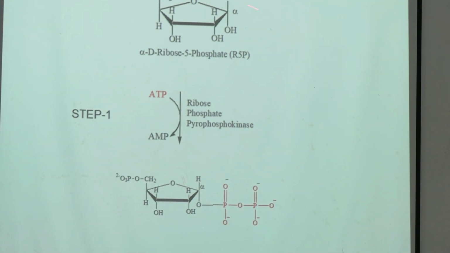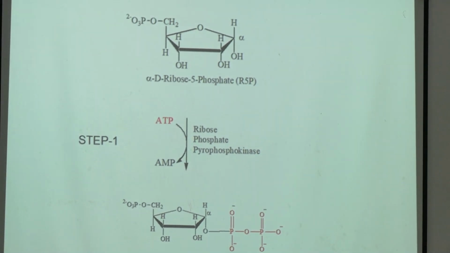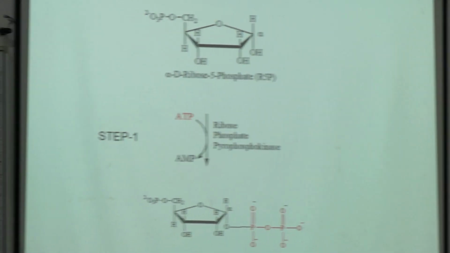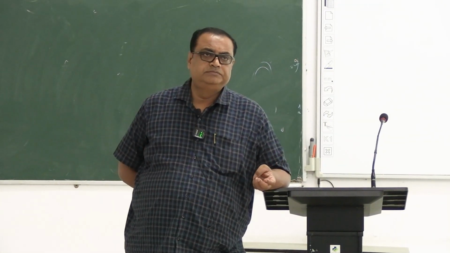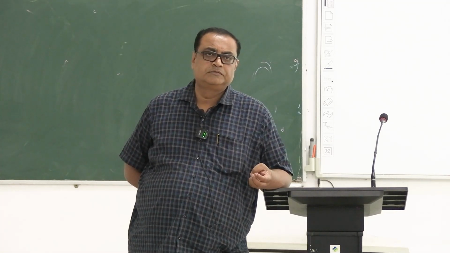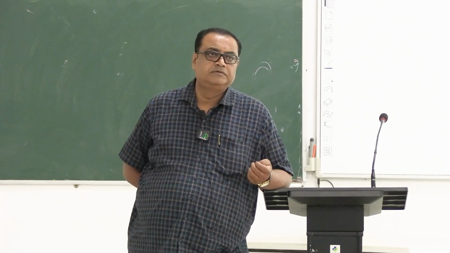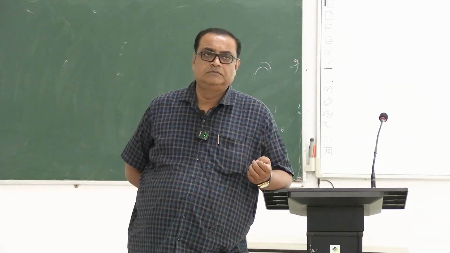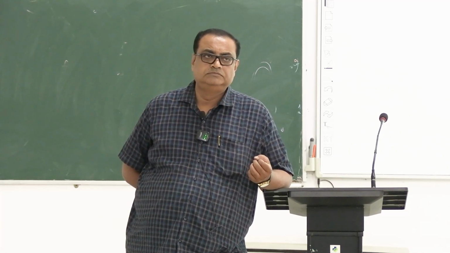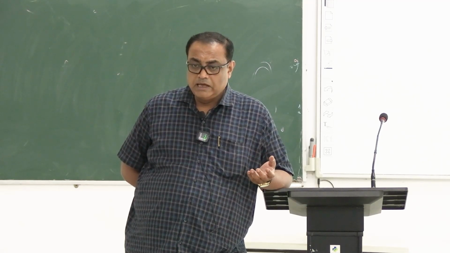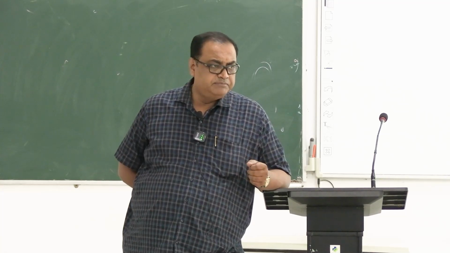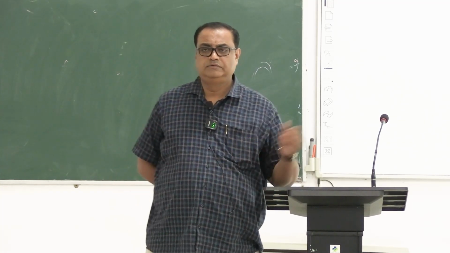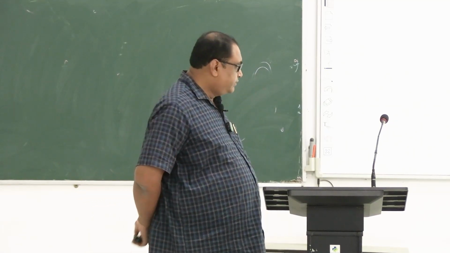Alpha D ribose 5-phosphate. Can anyone tell me what is the source of this ribose 5-phosphate? Which pathway? Anyone? Which pathway? Tell me. HMP shunt pathway. HMP shunt pathway is the source of ribose 5-phosphate.